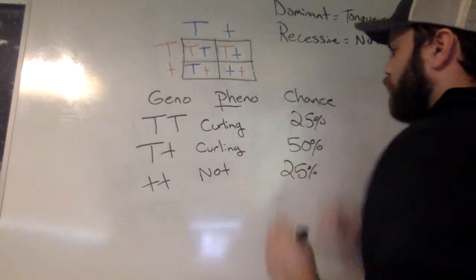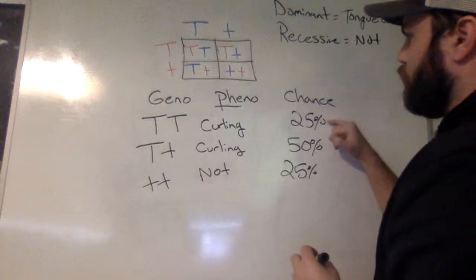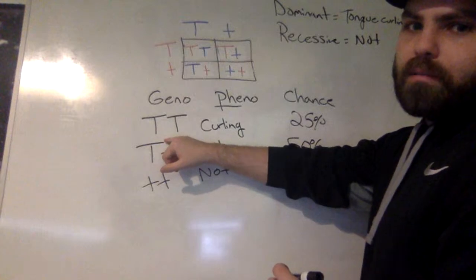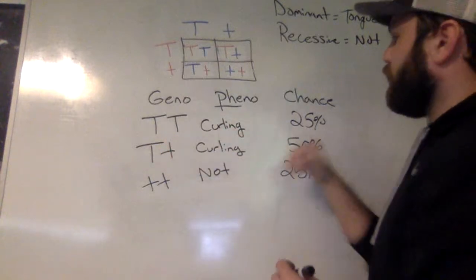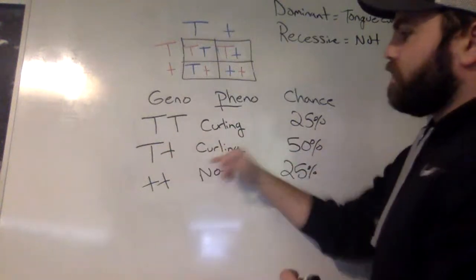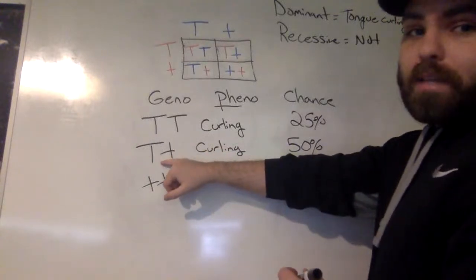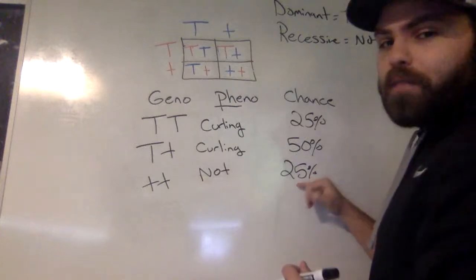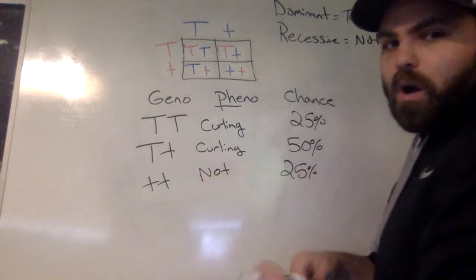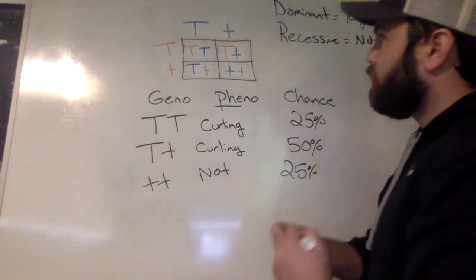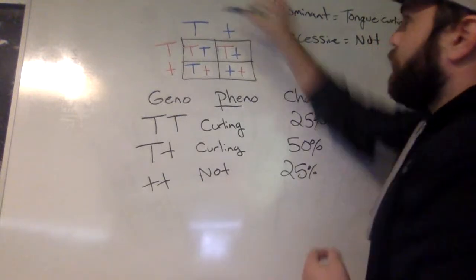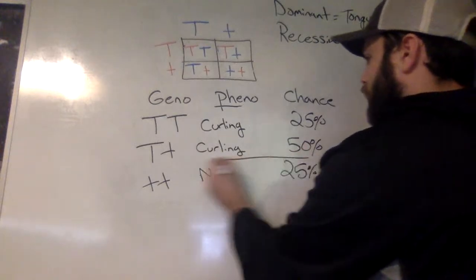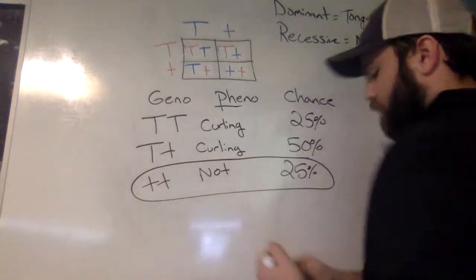So it's kind of like that other problem. You got 25% chance of double dominant, homozygous curling. You have 50% chance of heterozygous, because they're different, remember, curling. And then you have 25% chance of not curling at all with two recessive genes. So if they would have an offspring, they only would have a 25% chance that the tongue cannot get curled.